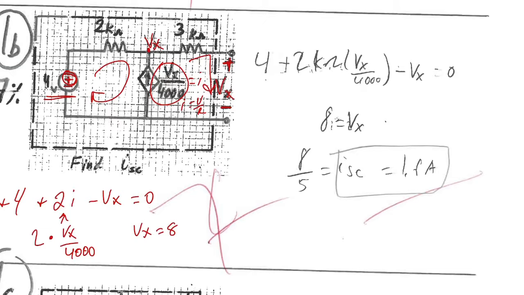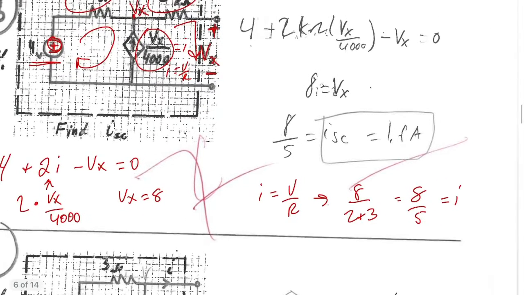And so now we know what our Vx is, and the question is asking us what is I. And so remember that I is equal to V over R, and so we can do 8 over what's our total resistance. We already solved that in the first problem. We have 2 and a 3, and we can just break that up into 2 plus 3. And so 8 over 5 is equal to I. 8 over 5 is 1.6.